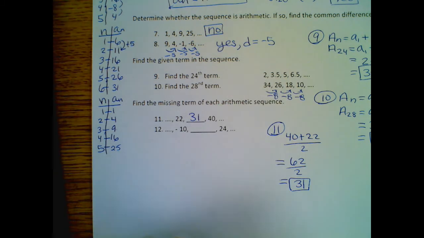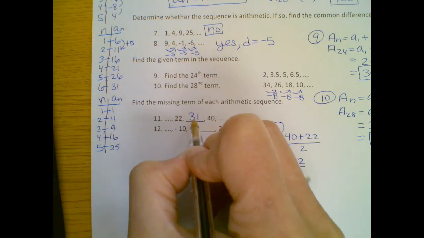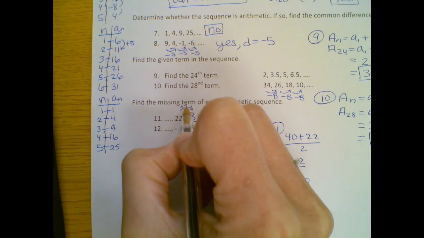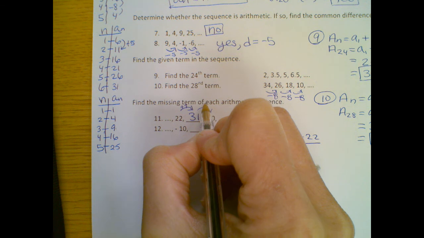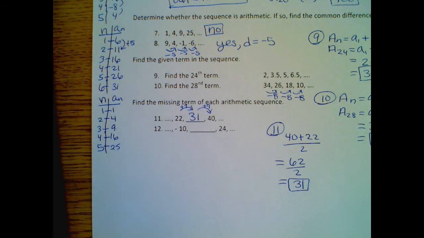Now what I like to do when I plug it in, I want to see if it is adding or subtracting by the same number. So notice from 22 to 31, they're adding 9. From 31 to 40, they are still adding 9. So it is arithmetic, and that is the missing middle number.